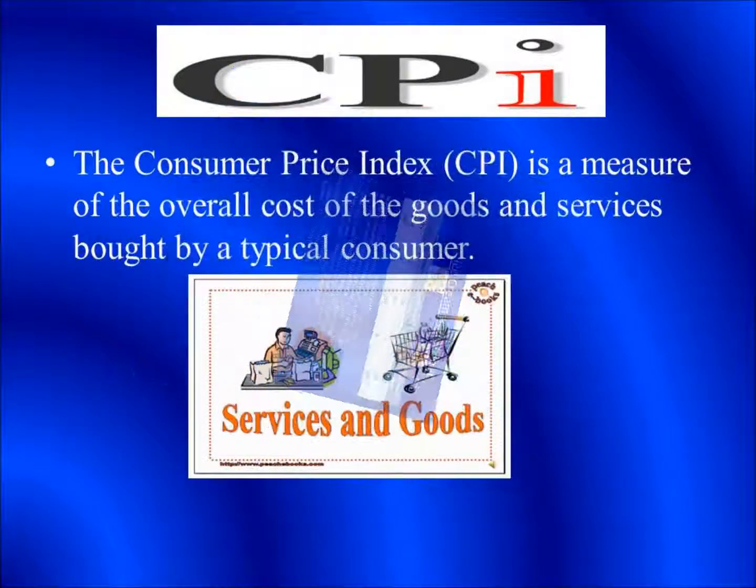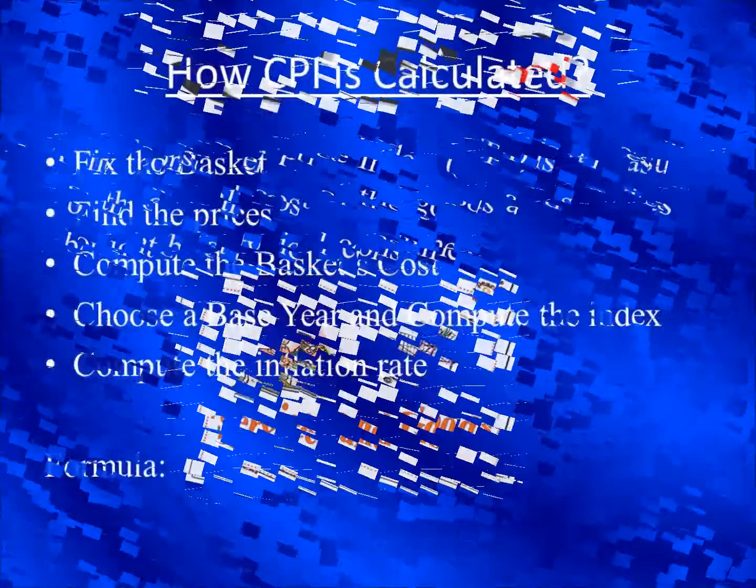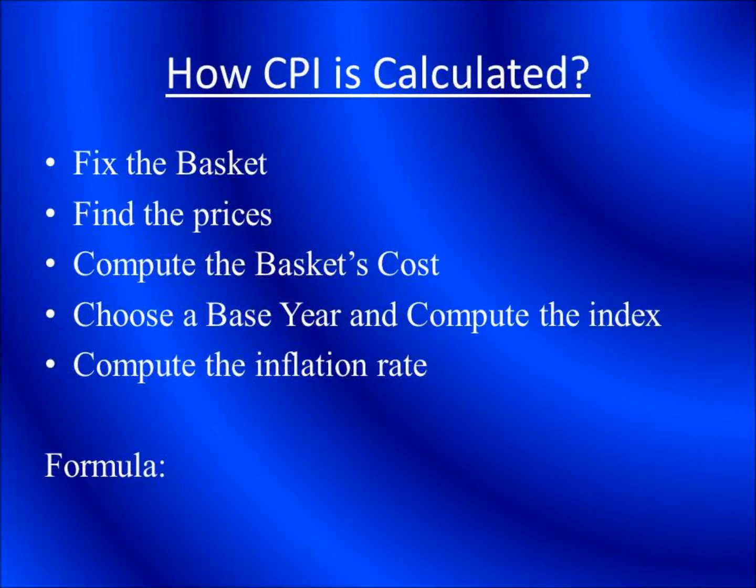Moving right along to the Consumer Price Index, also known as CPI. This is a measure of the overall cost of goods and services bought by a typical consumer. It is used to monitor changes in the cost of living over time. How do you calculate CPI? First, you have to fix the basket. This determines what prices are most important to the typical consumer.